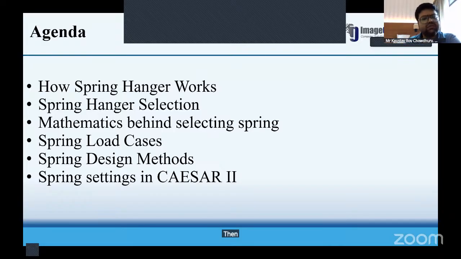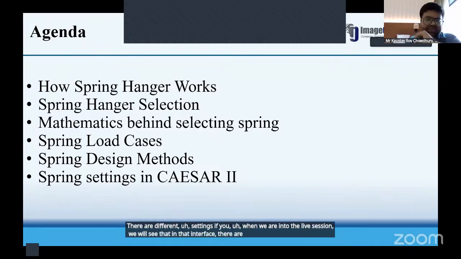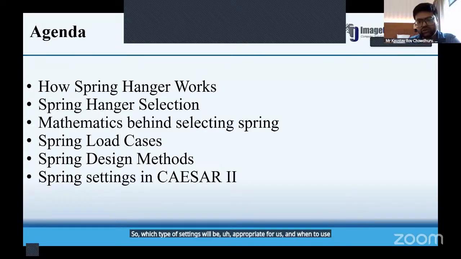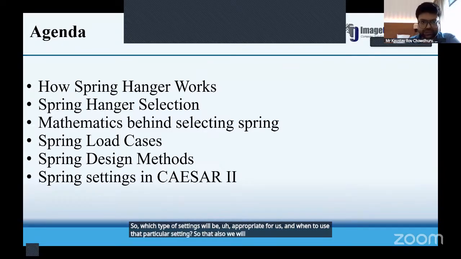Then we will see what the design methods are that are available for selecting the spring hanger, and the settings in Caesar 2. There are different settings. When we are in the live session, we will see that in that interface there are different settings available. So which type of settings will be appropriate for us, and when to use that particular setting? That also we will look into in this session.